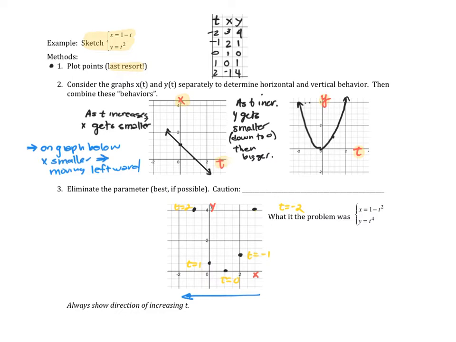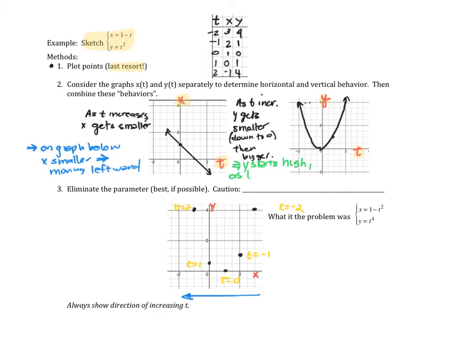All right, now what does this tell me? As t increases, y gets smaller down to 0, and then it gets bigger. So when t is -2, y is all the way up at 4. So we're way up high, and as t increases, y gets smaller down to 0, so that means we're going downward, but only to 0. And then y gets bigger. I'm not trying to put the two together yet. I'm reading what they're telling me separately. This is telling me on the graph below that y starts high.